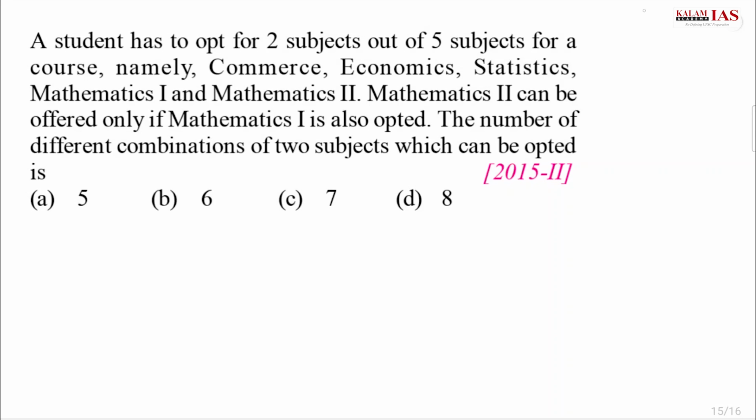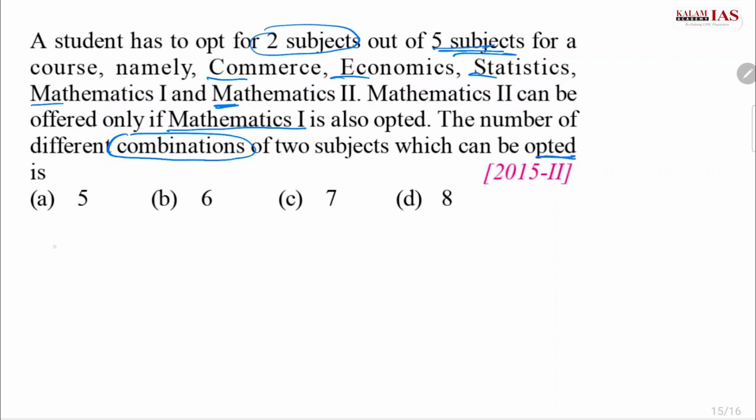I hope everyone has attempted the question. It is said that a student has to opt for 2 subjects out of 5 available subjects, namely commerce, economics, statistics, mathematics 1 and mathematics 2. And it is said mathematics 2 can be offered only if mathematics 1 is also opted. The number of different combinations of 2 subjects which can be opted.